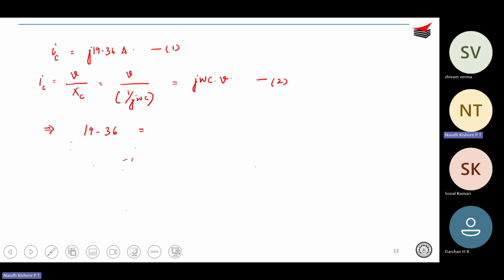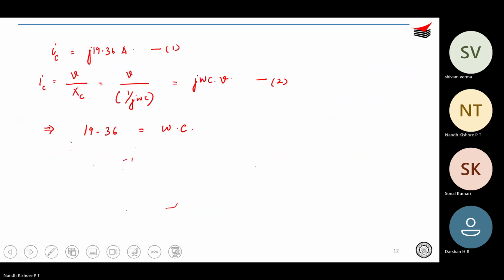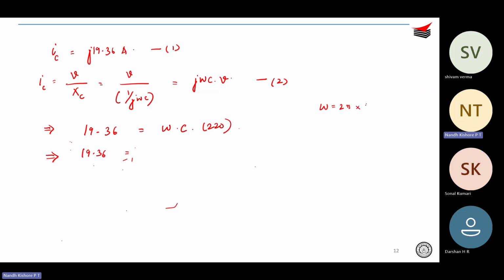So 19.36 is equal to what? Omega into C into V. V is 220 volts AC. Okay. So 19.36 is equal to omega, which is 2 pi into F, right? So 2 pi into 50, which is 100 pi, into C into 220. Okay, just compute how much you are getting.